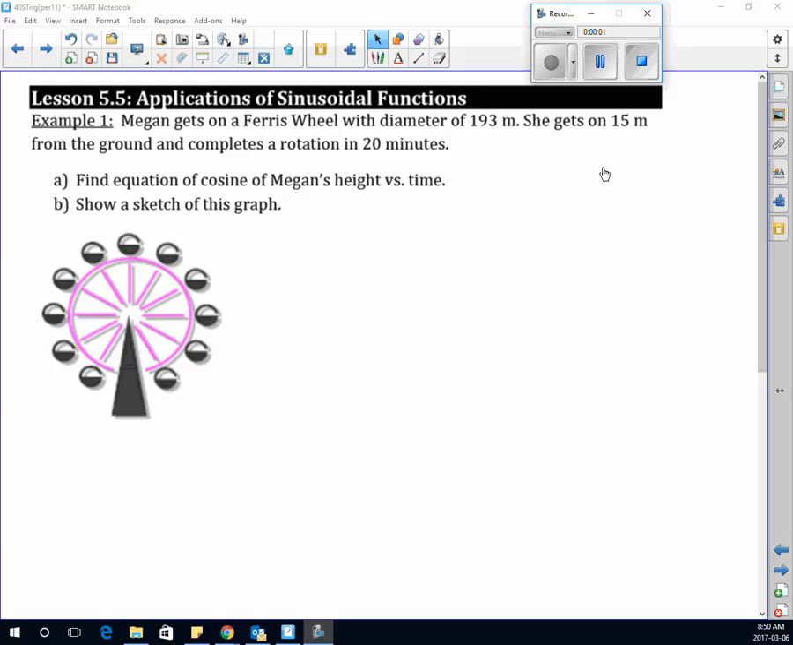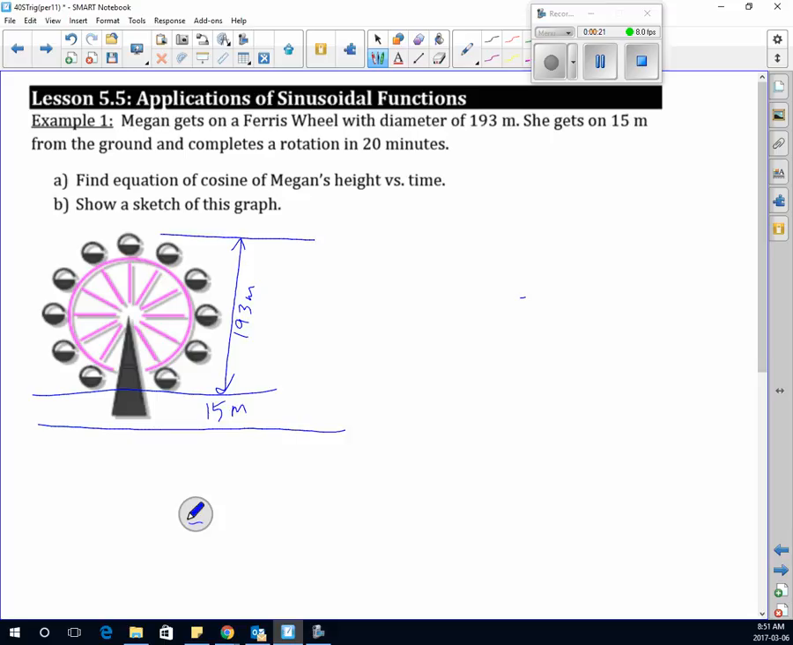So Megan's on a Ferris wheel, diameter 193 meters. So what would I label on my diagram here? Is my maximum 193 meters? Well, let's keep reading. She gets on 15 meters from the ground. So this is 15 meters.